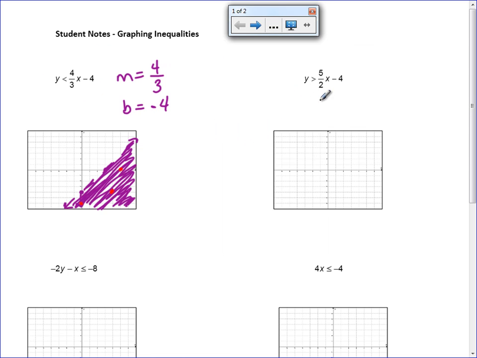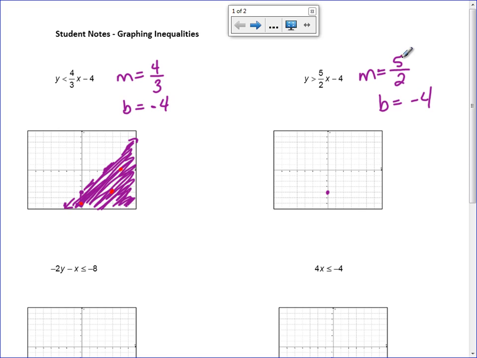So I have y is greater than 5/2 x minus 4. So my slope for this is 5/2. My y-intercept again is -4. And this time it is just greater, which means I have to have a dotted line. So I'm going to graph using my slope and my y-intercept. So I'm going to start at -4.